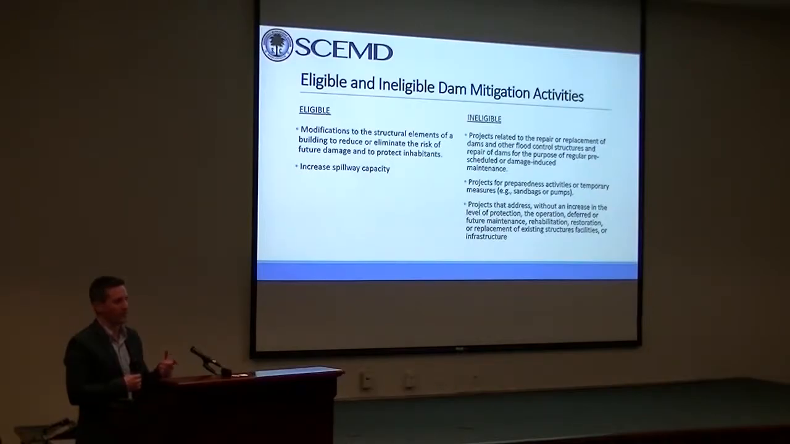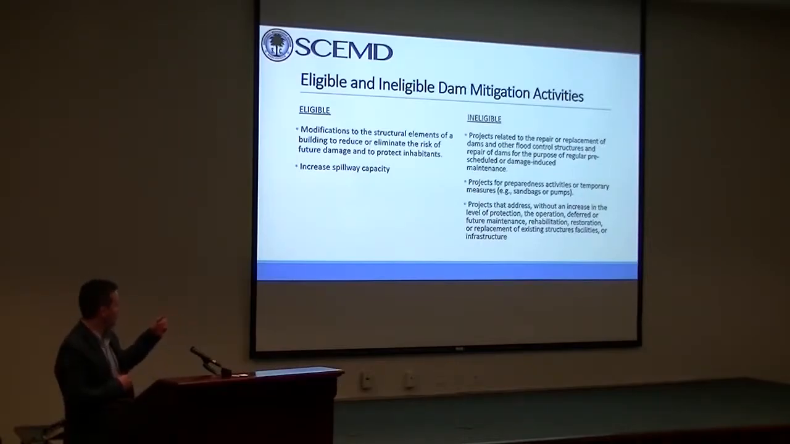So if your dam was damaged as a result of an event and washed out, we can't pay for repair or rehabilitation. But if it's already in good shape and you just want to make it stronger, say increase the size of the spillway, that's something we can typically look to fund. What we can't do are projects strictly related to repair or replacement of dams. Unfortunately, the grant doesn't allow for that. Also, rehabilitation without increasing the level of protection isn't allowed.